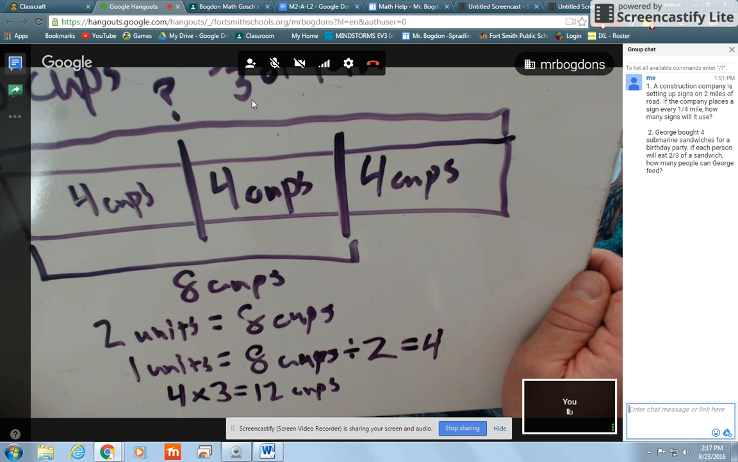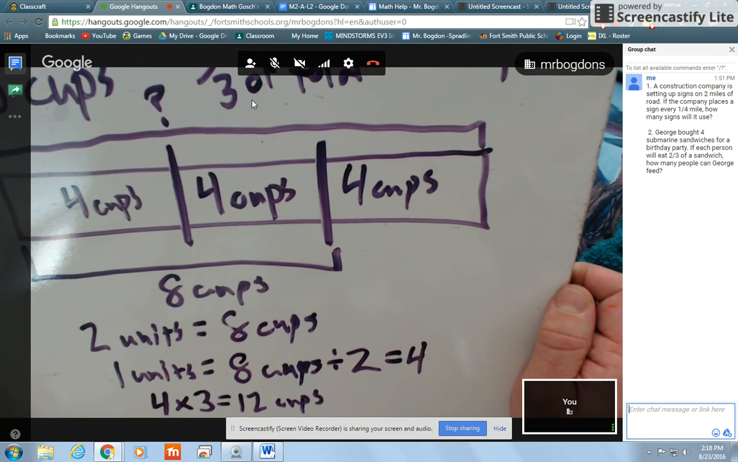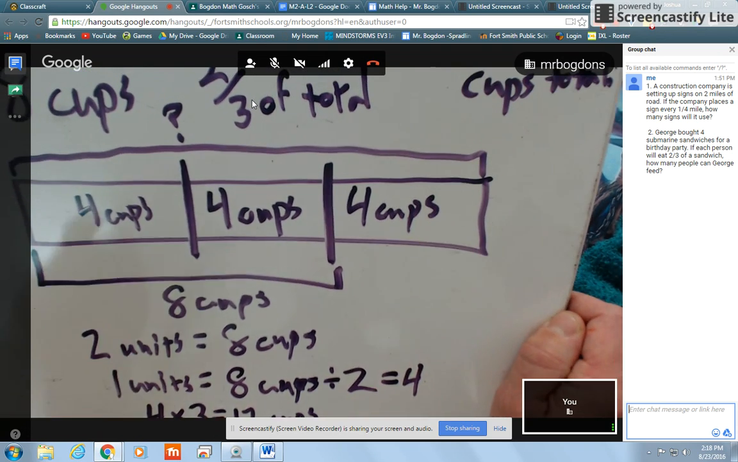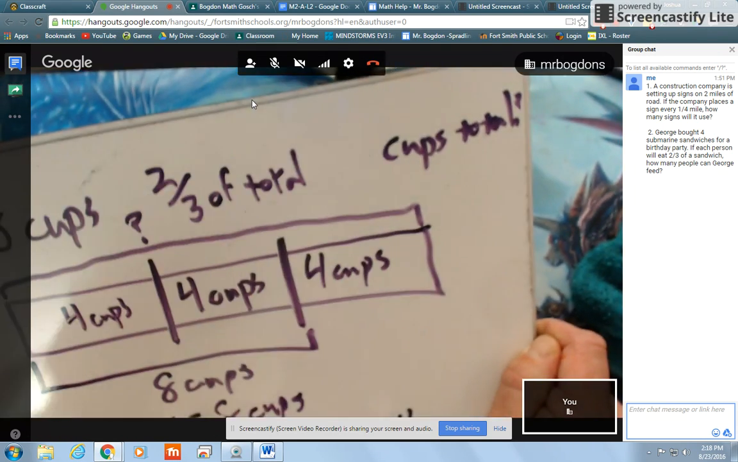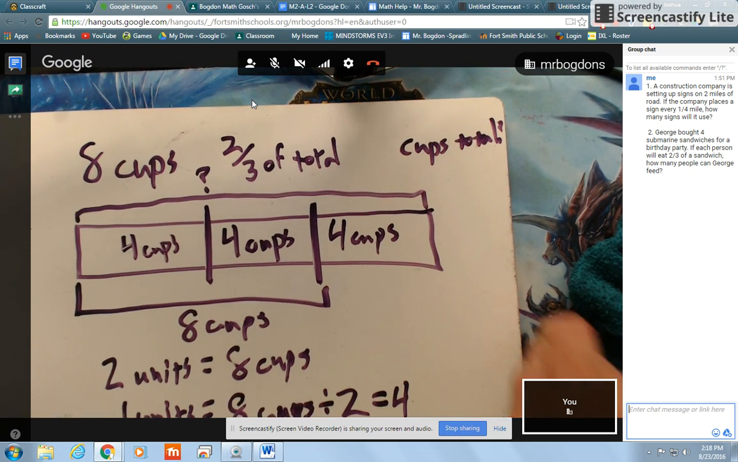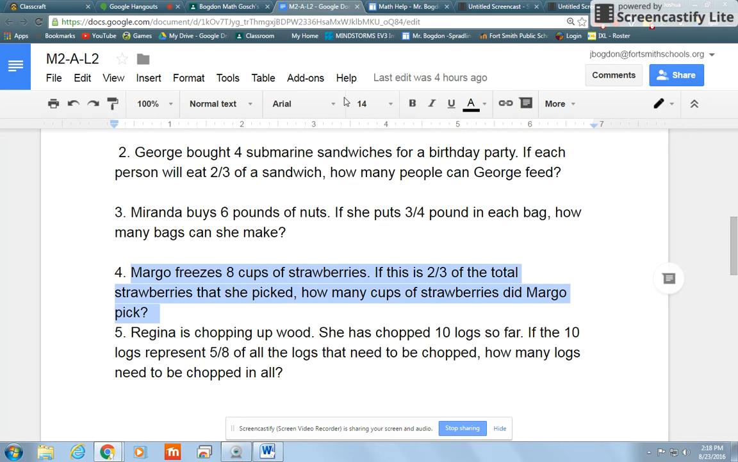Is this not similar to what we have already been doing? Yeah, I mean, I could take 8 and figure out by division how many 2/3 groups I can take out of that. And I would end up with the same answer. So I want you all to look at number 5, Regina, and I want you to try and find an answer for how many logs need to be chopped in all.